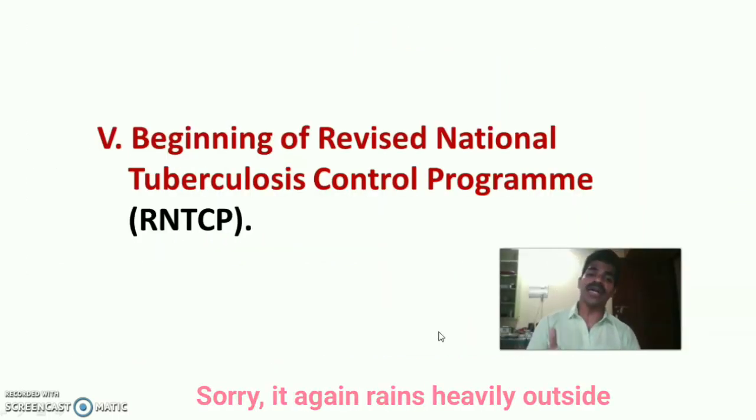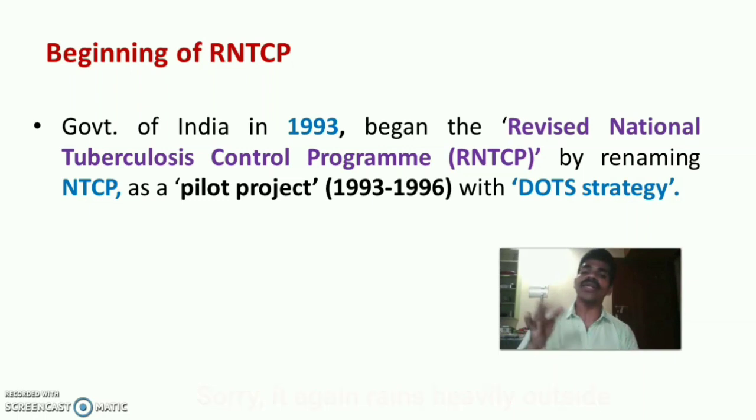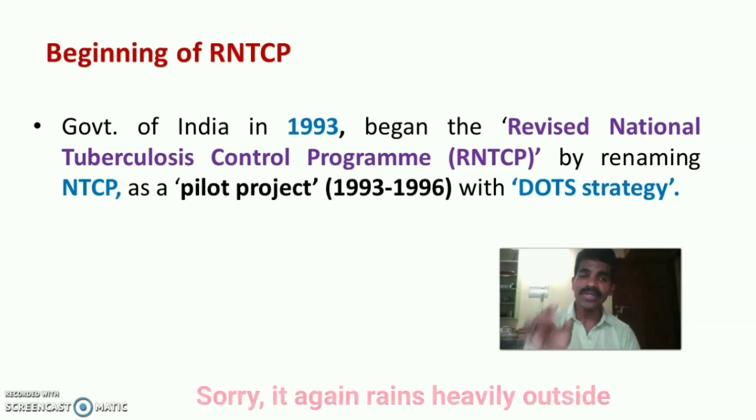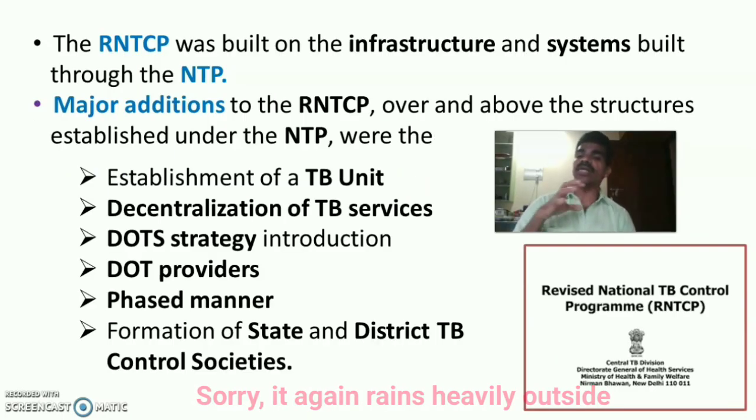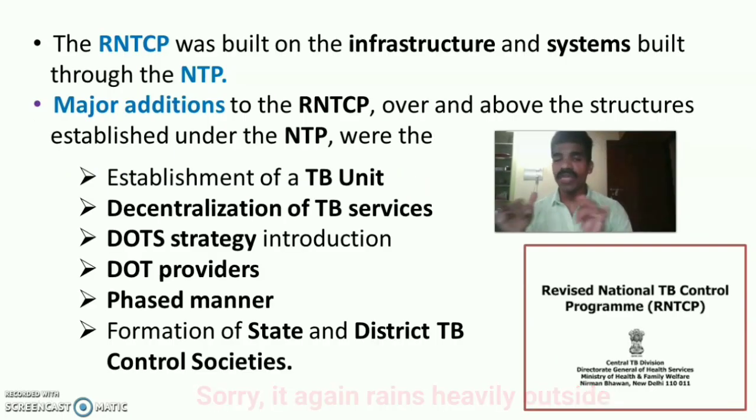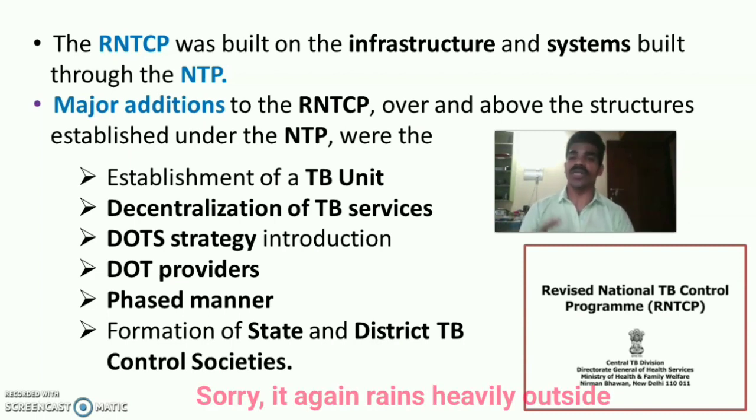First is the beginning of the RNTCP, that is the Revised National Tuberculosis Control Program. As we have already discussed, the Government of India introduced the Revised National TB Control Program in 1993, by renaming the present project of the National Tuberculosis Control Program. This program was started as a pilot project from 1993 to 1996 with the DOT strategy as recommended by the WHO. RNTCP in India was built on the same infrastructure, institution and systems that were already built for the NTP, the National Tuberculosis Control Program.